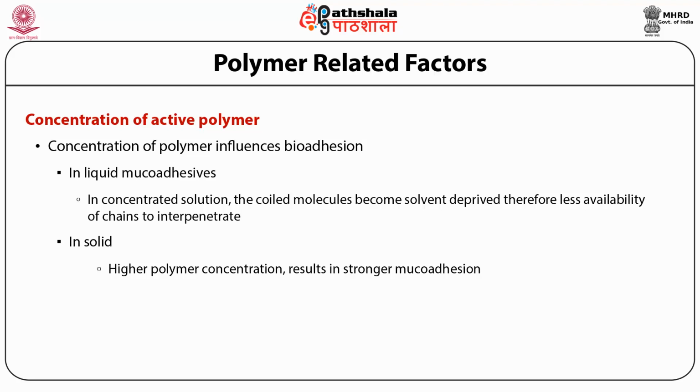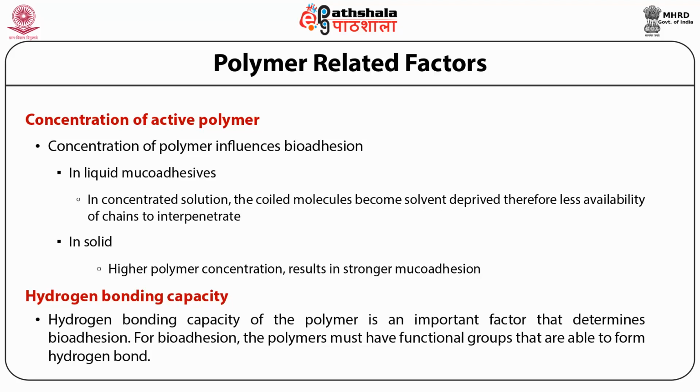The next factor is the hydrogen bonding capacity. The hydrogen bonding capacity of the polymer is an important factor that determines its mucoadhesion or bioadhesion. The polymers must have functional groups that are able to form hydrogen bonds, which are usually responsible for eliciting the required bioadhesion.